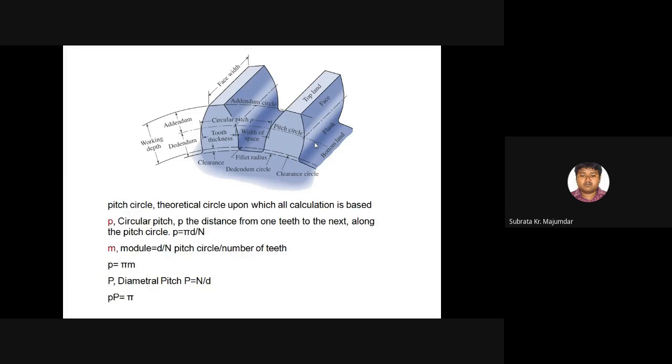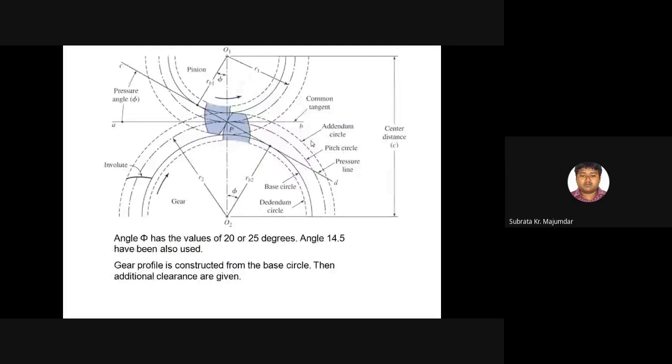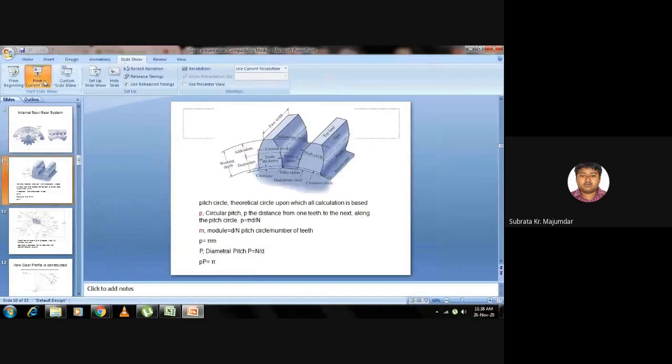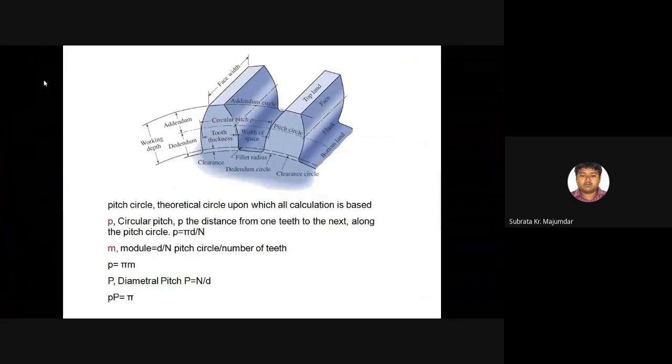Now, there are three types of contacts. One is path of contact, one is length of path of contact, and one is arc of contact. We will go through them one by one. First, path of contact. It is the path traced by the point of contact of two teeth from the beginning to the end of engagement, known as the path of contact.